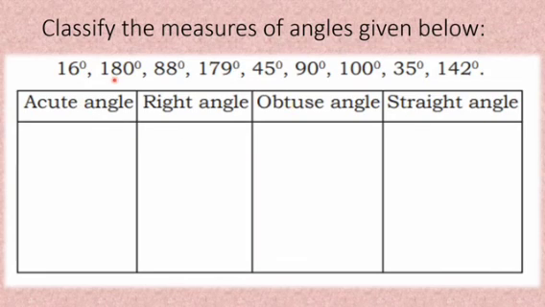Similarly, for 180 degrees, what is it? 88 degrees, which classification does it fall under? All these angles are to be put under the particular classification of angles mentioned in the columns. I hope all of you have understood and all of you will do the assignments by the time we meet in the next session.